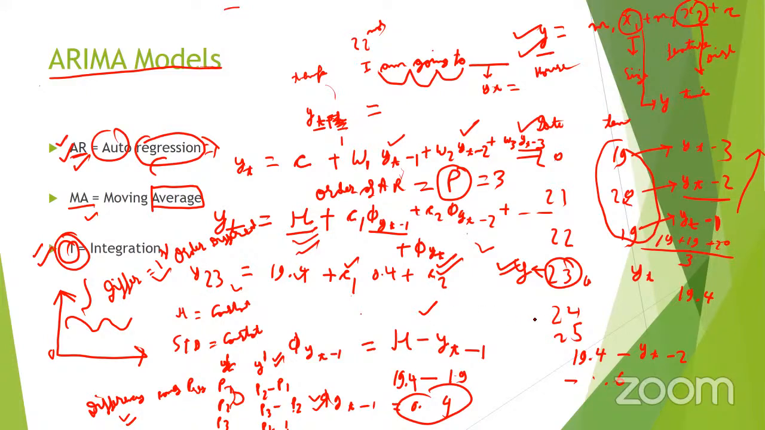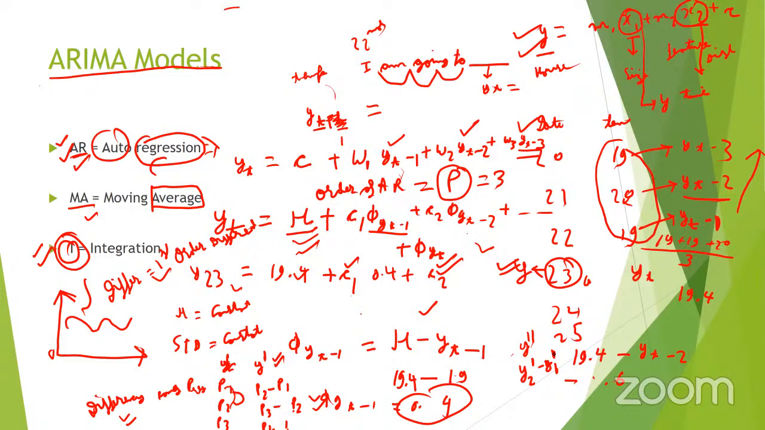This differencing will again depend on different orders. Maybe there can be a chance that your y dash is not stationary. In that case, you need to take y double dash, where you will again take the y2 dash and its difference with y1 dash. So these are your ARIMA models, basic statistical models.